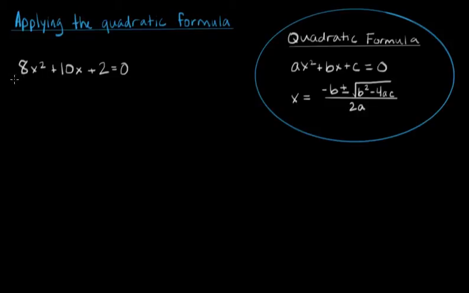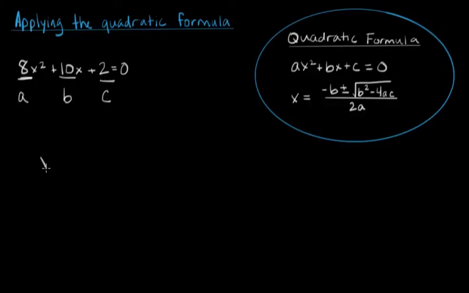So let's just be clear on what our a is, what our b is, and what our c is. So 8 is a, it's the number that comes before x squared. 10 is b, it's the number that comes before x, and then c is the number that's all by itself. So a is 8, b is 10, and c is 2.